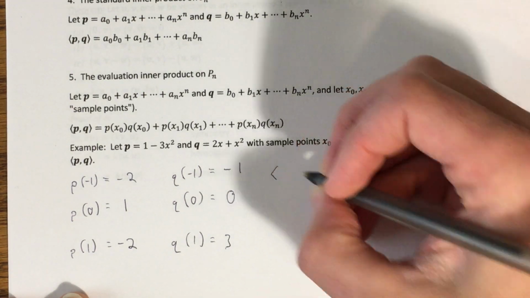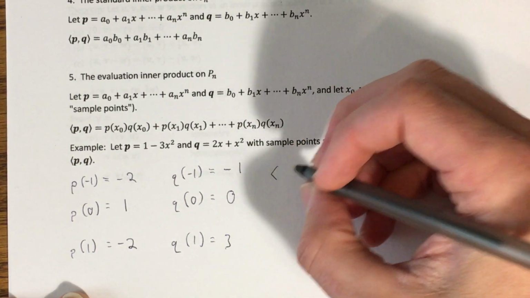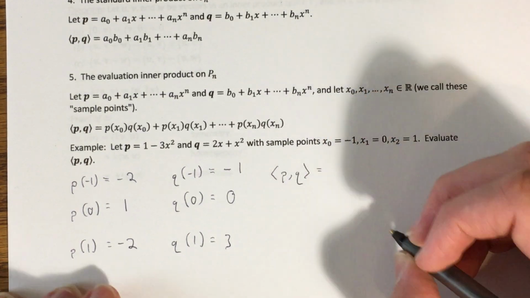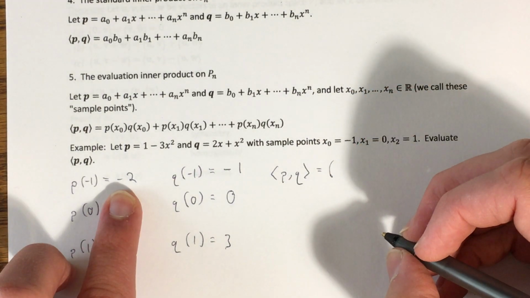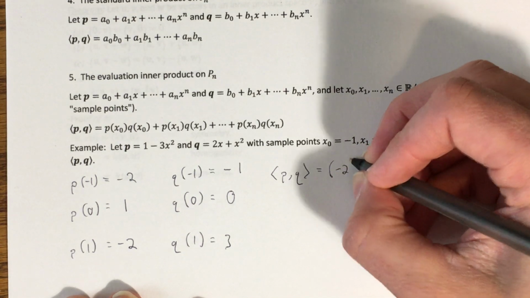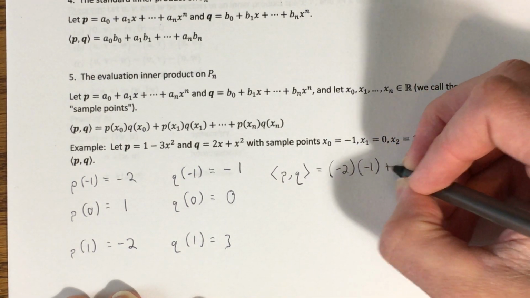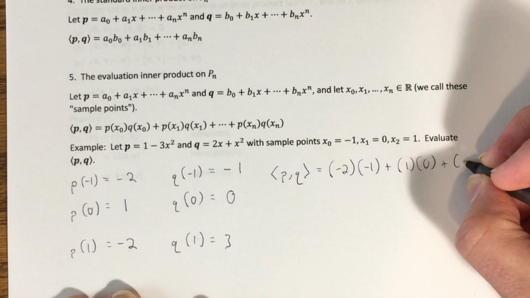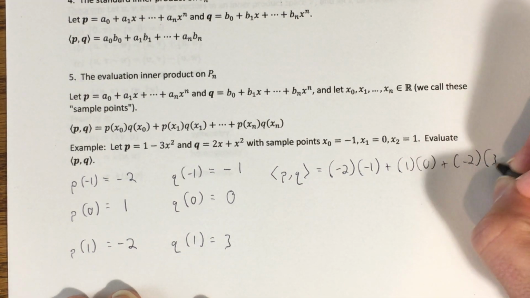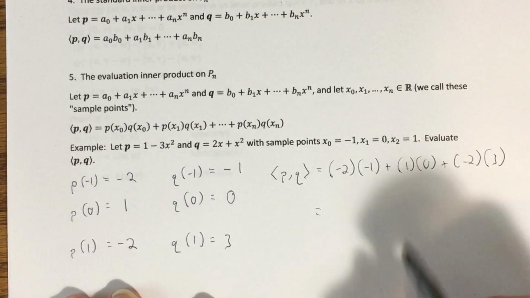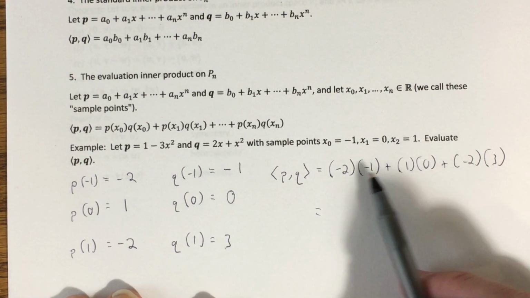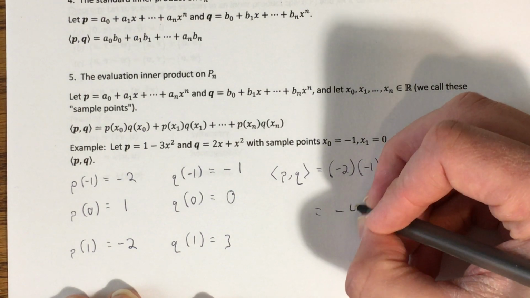So that means that the evaluation inner product of P with Q is equal to -2 times -1 plus 1 times 0 plus -2 times 3. Okay, so this would be 2, that's 0, and this would be -6. 2 minus 6, we get -4.